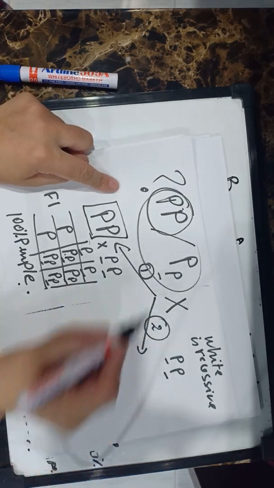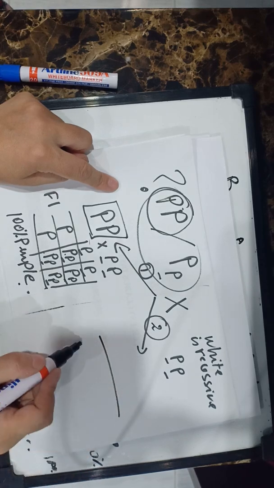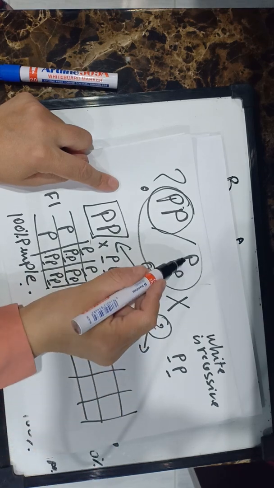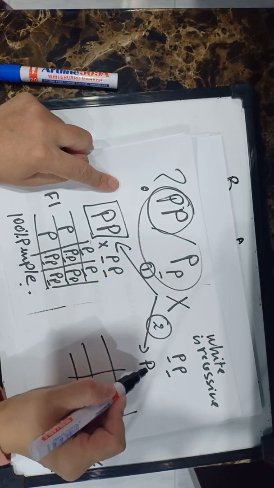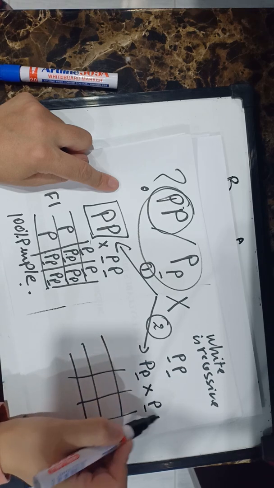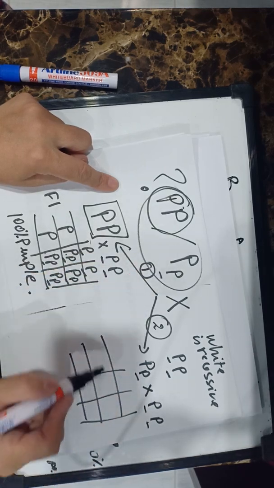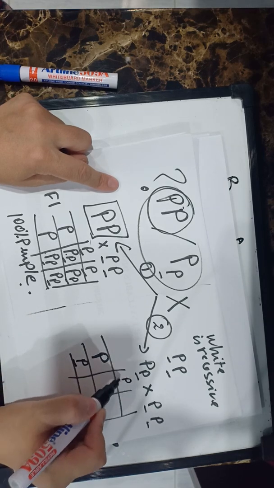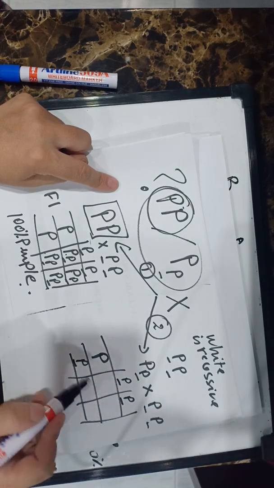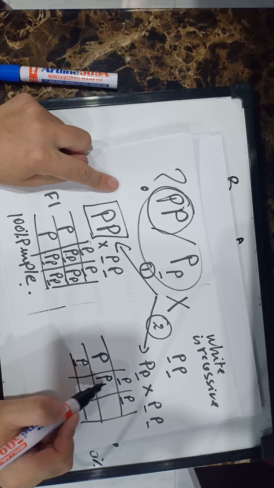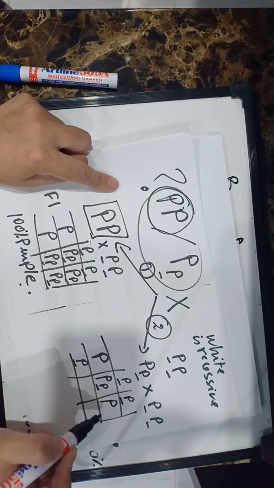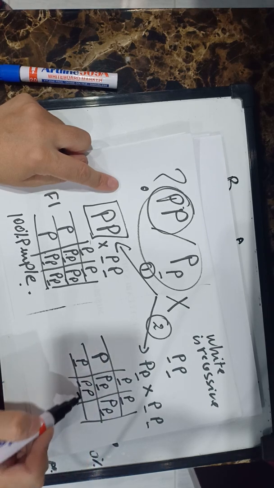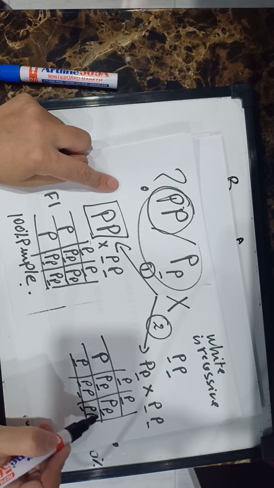If your plant is capital P, small p, I am going to predict what I am going to have. If your flower is capital P, small p, you will cross it with small p, small p. Your flower is heterozygote, so what are you going to have here? Capital P and here small p. You are going to cross it with the recessive one. What are you going to have here? Capital P, small p, capital P, small p. Here, small p, small p, small p, small p.